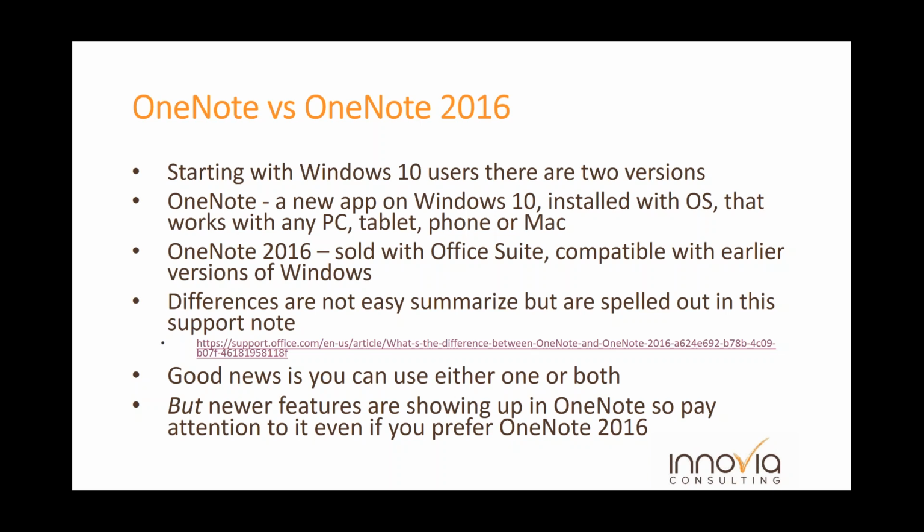When we get into looking at things live, you will see that the one we're using with NAV is really OneNote 2016, because that's what I'm using on my desktop. So that's what NAV brings up. The differences aren't easy to summarize. I have included a link from Office support that explains the differences between these two. The good news is that you can use either one or both. So it's not necessary to absolutely make a choice, but Microsoft will tell you that the new features are showing up in OneNote. So pay attention to it, which I'm doing, even if you prefer to use OneNote 2016.